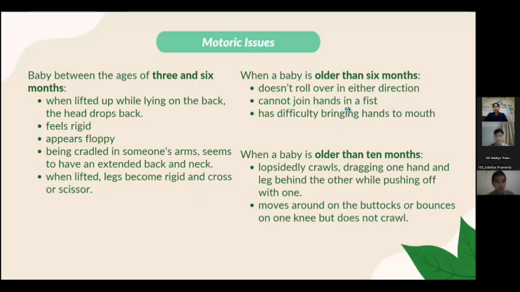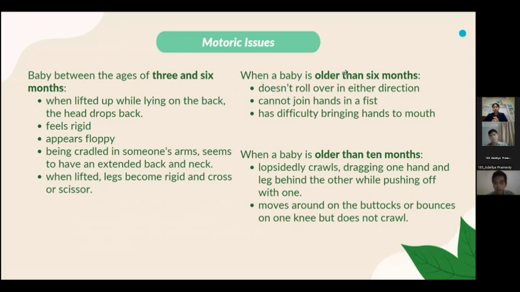In motoric issues, for example, between the ages of 3 and 6 months, when lifted up while lying on the back, the head drops back, the baby feels rigid or appears floppy, and when gradually held in someone's arm, seems to have an extended back and neck. When lifted, the legs become rigid and cross or scissor.